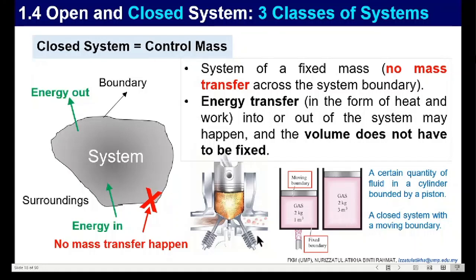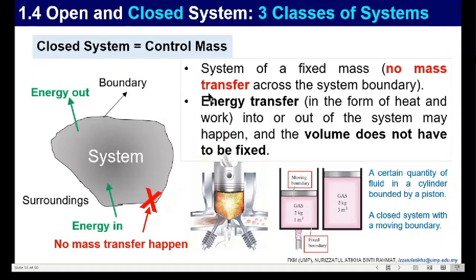So now, in closed system, what you need to understand is the definition of closed system. It is known as control mass, where mass transfer cannot happen through the system boundary. However, energy transfer can happen, and the volume does not have to be fixed. Usually, definition questions of closed system, open system, and also isolated system will be asked in your examination. Now you already understand the definition of closed system.